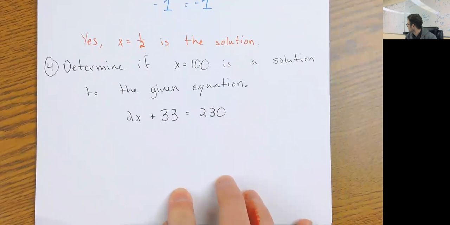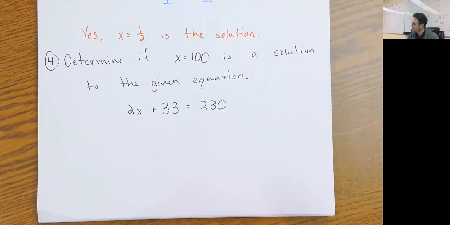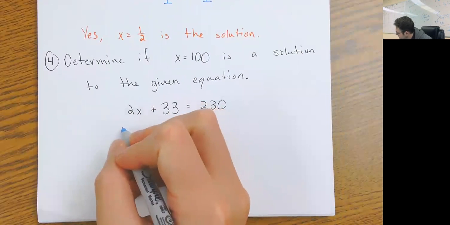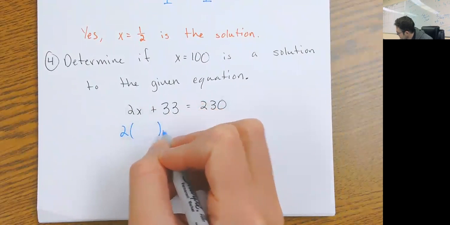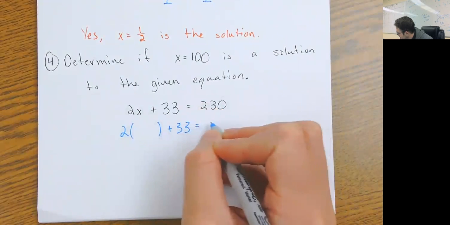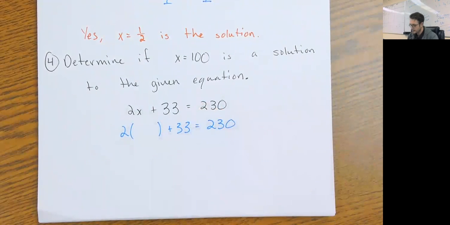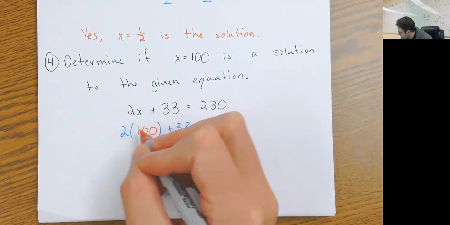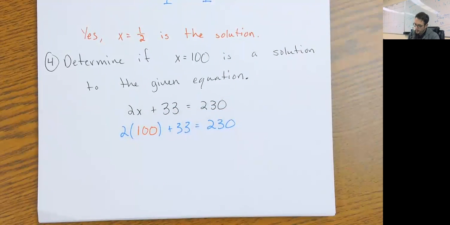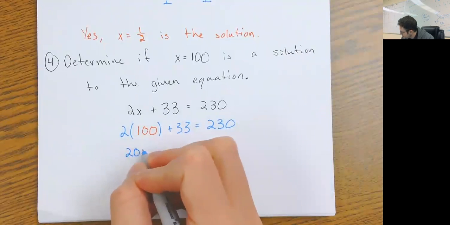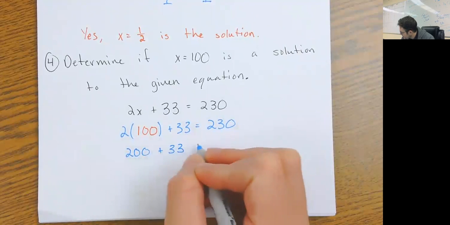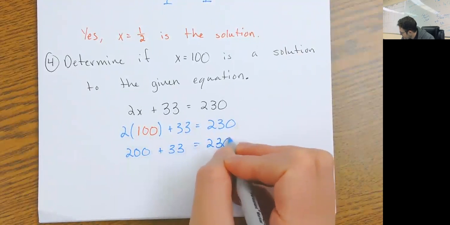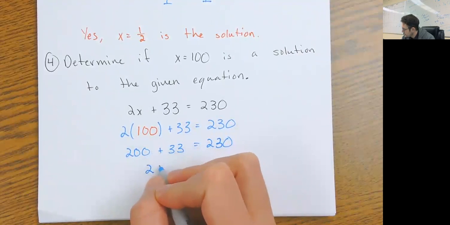All right. Last one. So if you want to pause the video, try this last one. So I'm going to start off 2 parentheses plus 33 equals 230. I'm going to substitute in 100 because I want to find out if that is a solution. So 100. All right, so 2 times 100 is 200, and then plus 33. 200 plus 33 is 233.